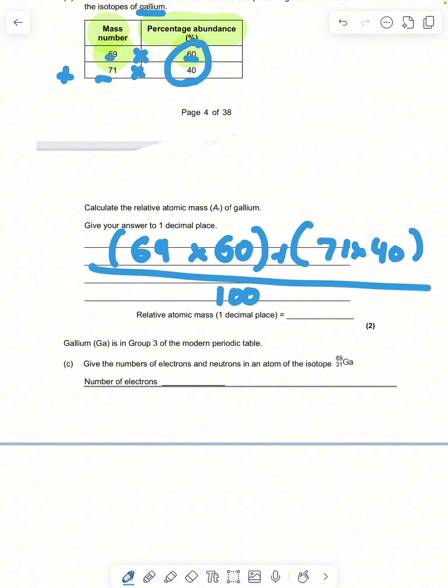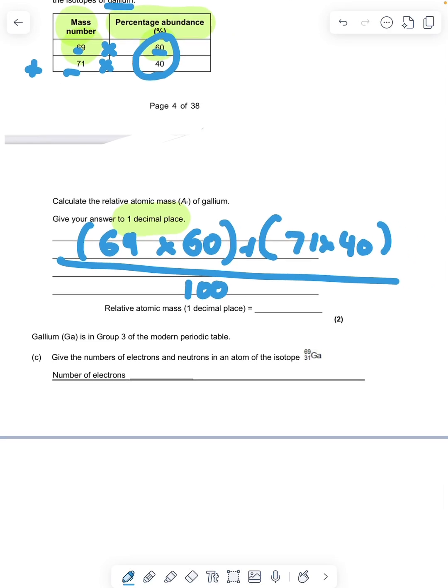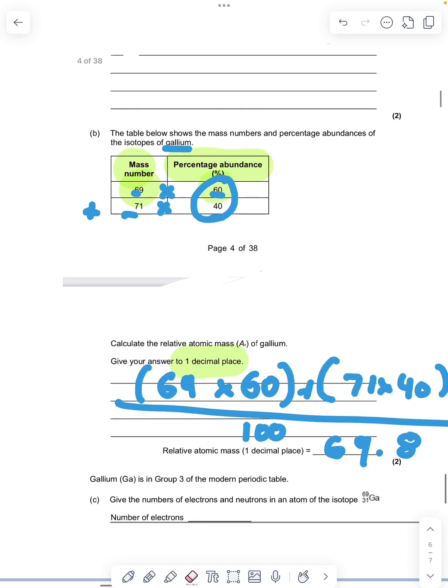Now, an important thing to notice is that a lot of these questions, not all, but a lot of them, will ask you to round to one decimal place or something as such. So that's the last mark point. Usually if it's a 3 marker, that's the last mark point. So once you get your answer, round it to one decimal place. We should get 69.8.